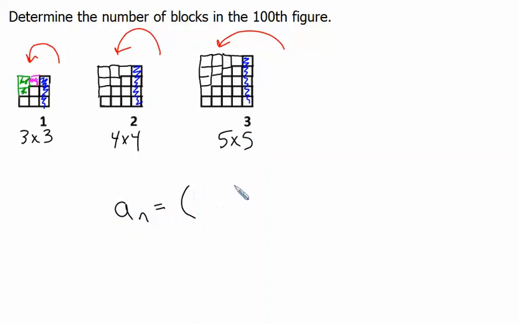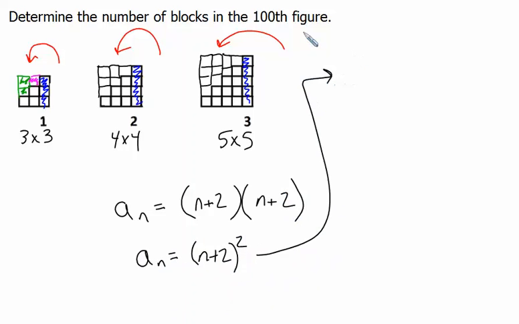Well, it's something being squared. It's something times itself. To go from 1 to 3, 2 to 4, 3 to 5, we're just adding 2. So this rule turns out to be n plus 2 times n plus 2, or you could write that as n plus 2, the quantity squared. Don't forget to answer the question though. So the 100th figure would have 102 squared number of cubes, or little squares, and 102, that number being squared, is 10,404.